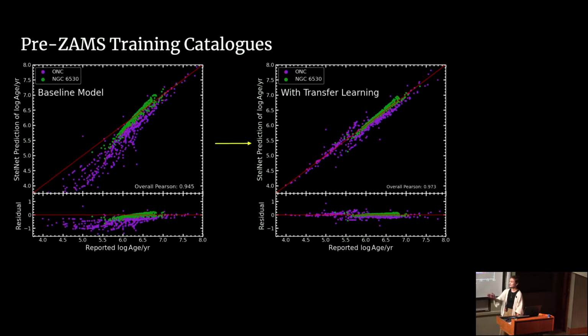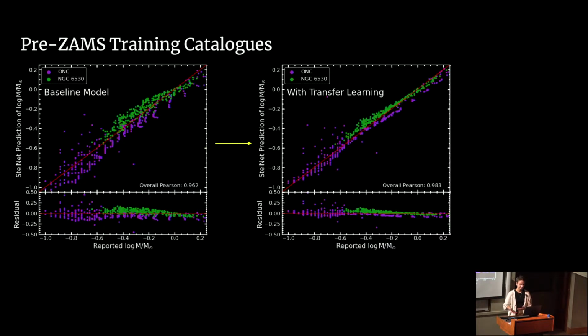We can do the same analysis for the pre-ZAMS training catalogs, starting with StelNet's age estimates versus the reported value of age. On the left hand, you can see in the baseline model that below ages of about 1 million years, StelNet was systematically underestimating stellar ages, and that we've corrected for that after transfer learning, along with the same general improvement that we saw previously for the post-ZAMS stars. And then similarly for mass, where we just see the residuals decrease and the correlation get better.